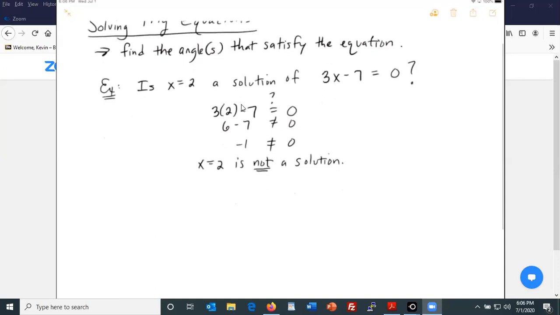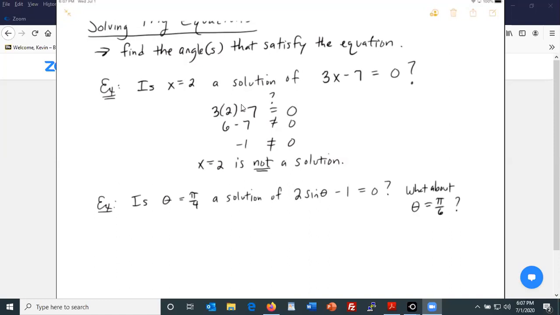Okay, so now with a trig equation, you would do the same exact thing. We want to know, is theta, which equals, let's say, pi over 4, a solution of the equation 2 sine of theta minus 1 equals 0. And then we're also going to check the same thing for theta equals pi over 6. So we're going to do two different checks here.